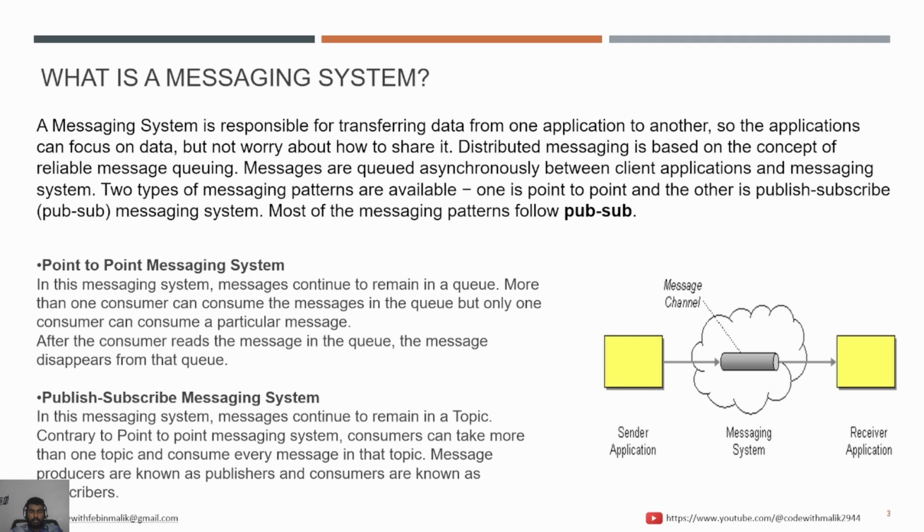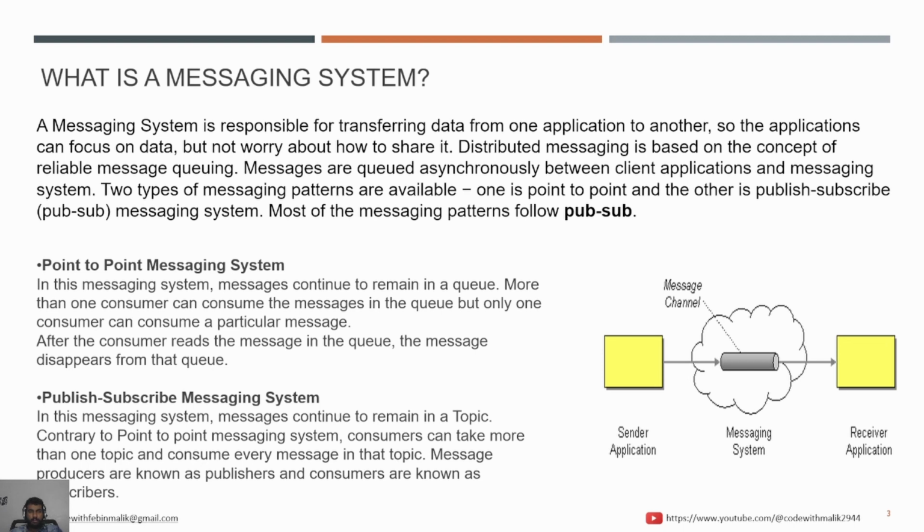What is a messaging system? A messaging system is responsible for transferring data from one application to another, so the applications can focus on data, but not worry about how to share it. Distributed messaging is based on the concept of reliable message queuing. Messages are queued asynchronously between client applications and messaging system.